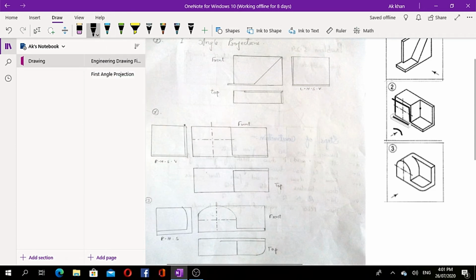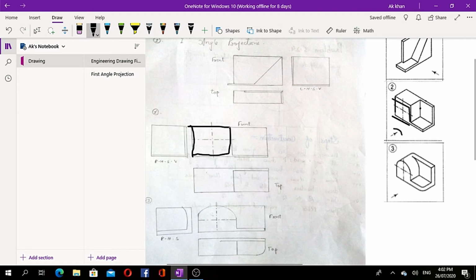Oh, these four lines. This line, this line, this line, and this line. These four lines I have explained here. Now comes the front view. This line would be a straight line.